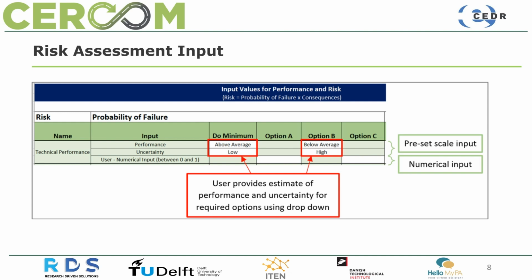Using the preset scale, the user selects the estimated performance level from 3 options: above average, average, or below average. To take account of the level of confidence in the selected performance level, the user can also select the uncertainty associated with this input, selecting from the options low, medium, or high.